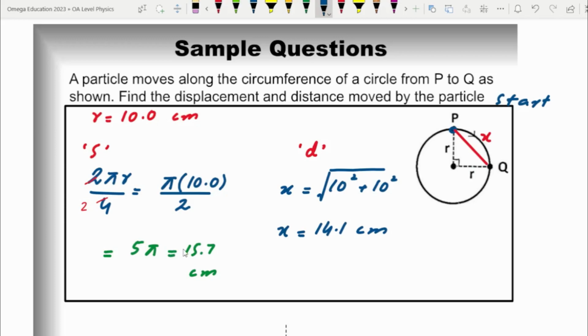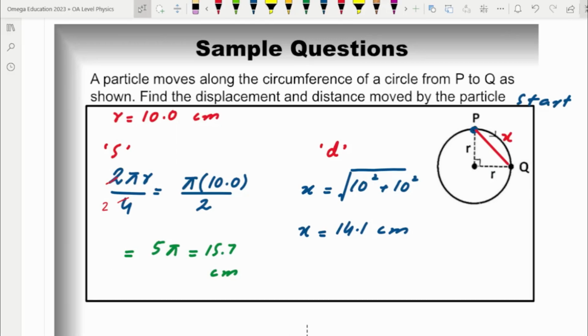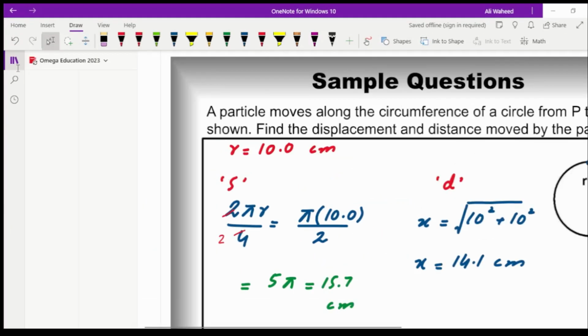And you see in this case as well, your displacement is less than the distance. So that is going to be the case always. Your displacement would always be less than the distance, and in some cases it can be equal, but it can never be greater than the distance.